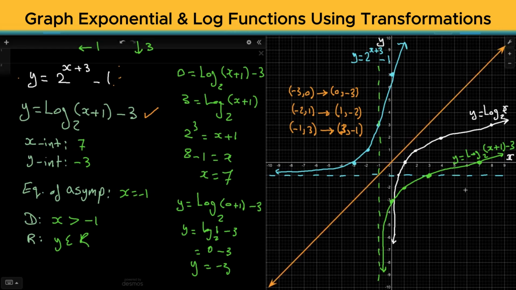So notice what just happened here. The exponential graph and the logarithmic graph are inverses of each other. They are mirror images across the line y equals x. Once you understand transformations, you don't need to memorize formulas. You can see how these graphs behave.